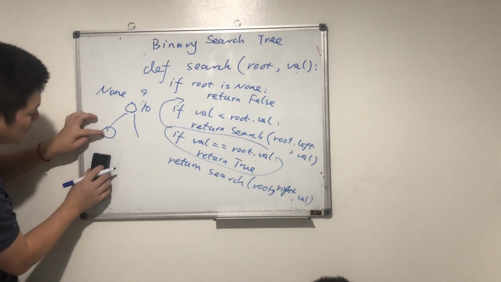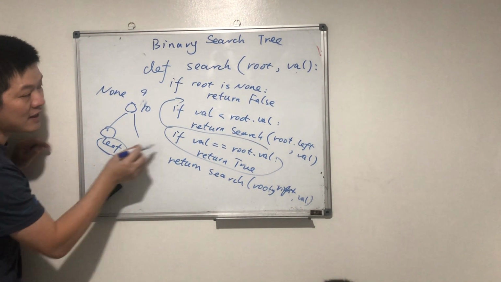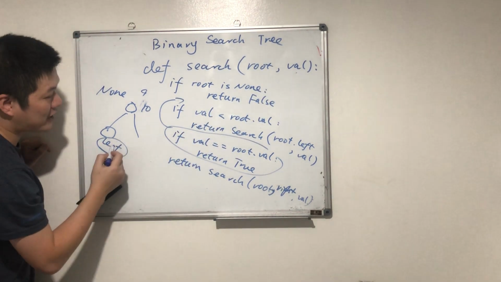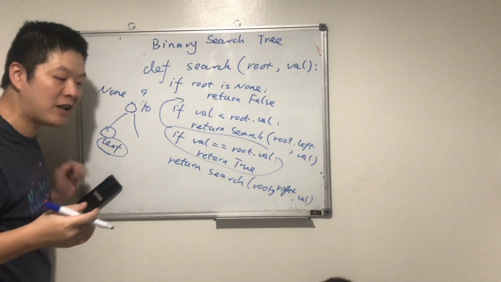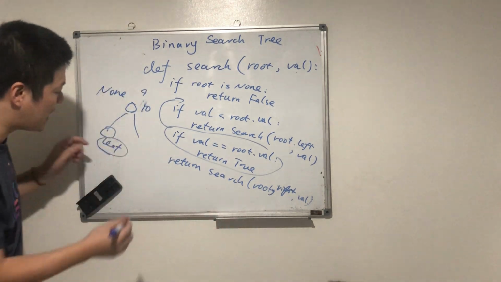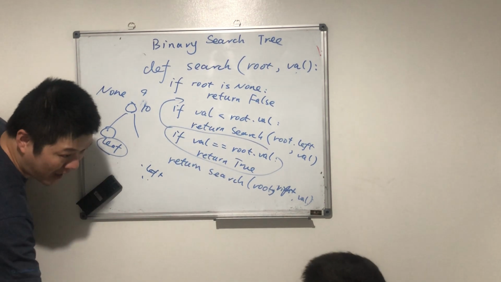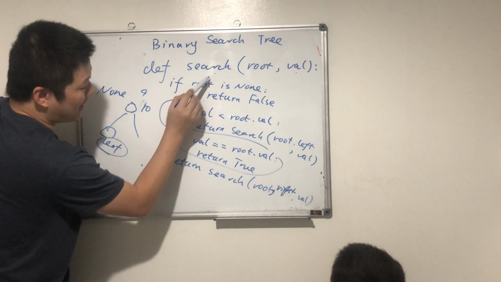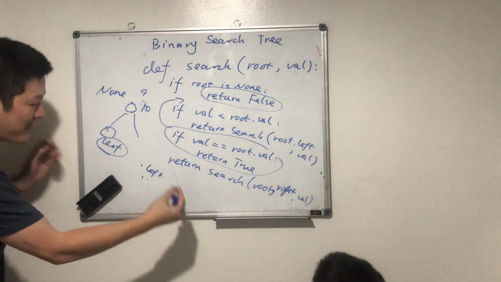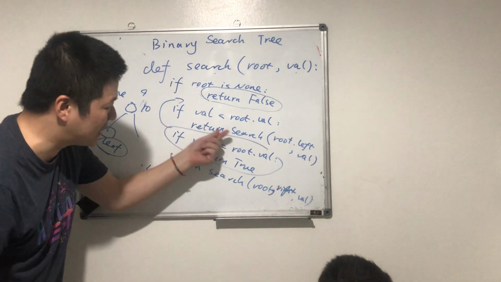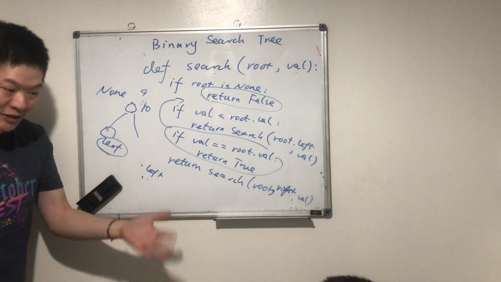If we reach the leaf node and it's still not equal to the value, then you go to leaf node.left or right. Because a leaf node does not have kids, leaf node.left or .right will be None. Then you call this function again, and root is None. What happens? Return false. And the value gets propagated, and then you return false. This is recursive. We talked about recursion in lesson 1.